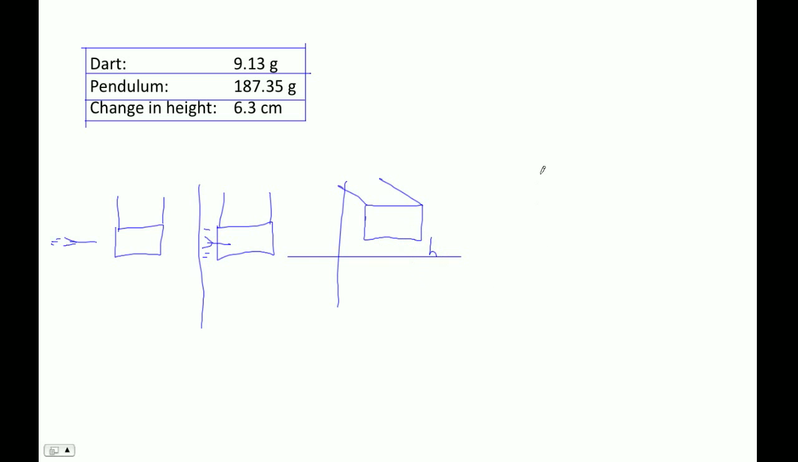So the first thing to do is use this height to figure out how fast it was going there. Here you've got mgh. Here you've got 1/2 mv squared, and for sure energy is conserved in that. So 1/2 mv squared equals mgh. Do you see that the mass is the same in both cases, even though I didn't draw it here? It's the mass of the pendulum and the dart. So can I cross off that mass? I think I can.